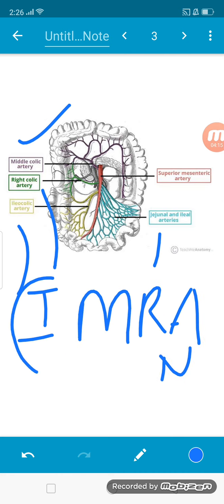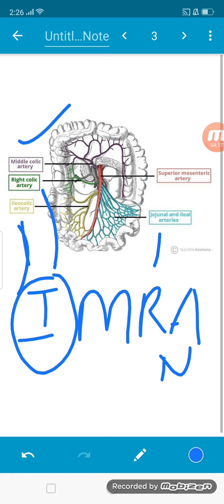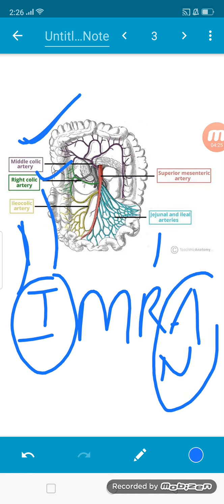The I stands for ileocolic artery, which is this. M stands for middle colic artery. R stands for the right colic artery, and AN stands for anastomosis with the jejunal and ileal arteries.